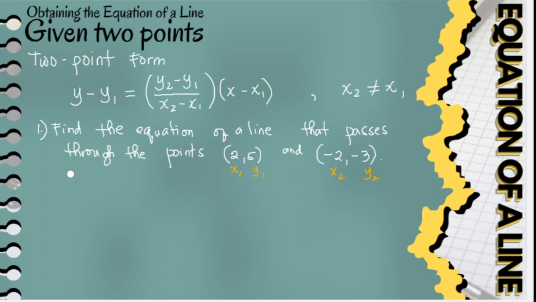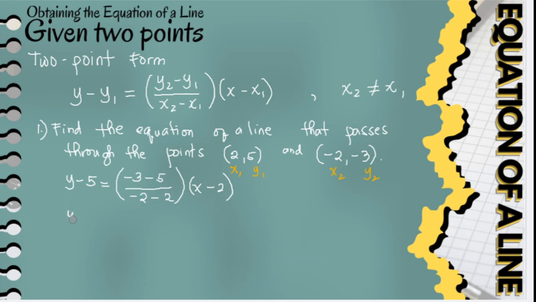So we have y minus y sub 1 natin is 5, is equal to, open parenthesis, y sub 2, ang y sub 2 natin is -3 minus y sub 1 natin is 5, over x sub 2 is -2 minus x sub 1 is 2, then times x minus x sub 1 is 2. Okay, so PEMDAS rule, ito muna ang ating uunahin.